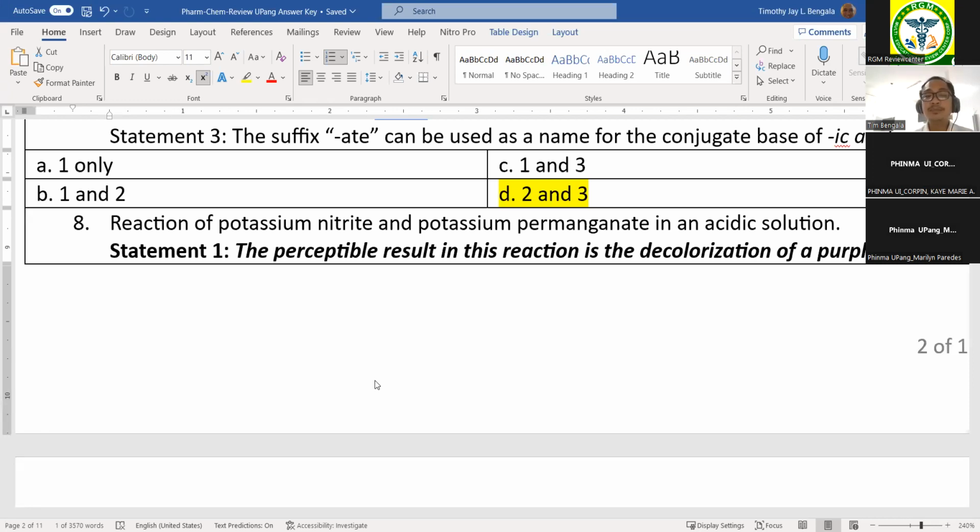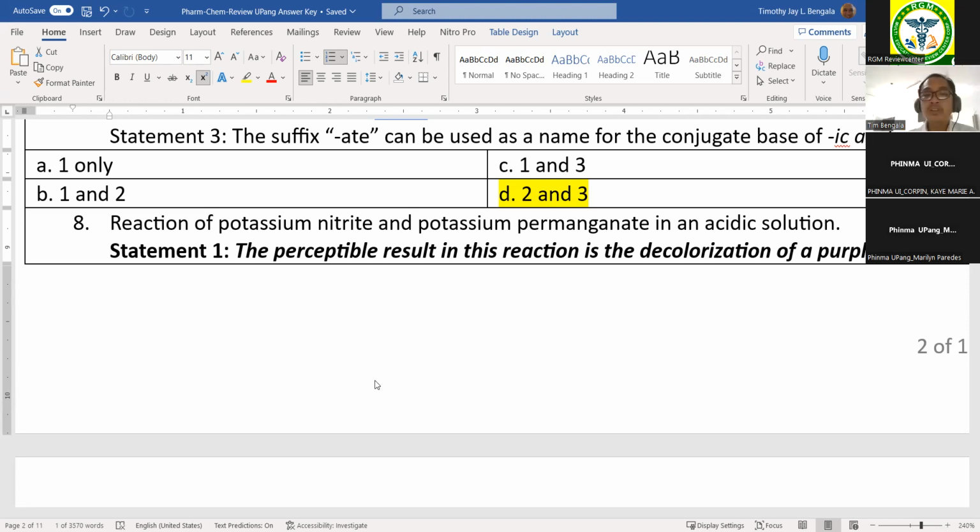So let's review potassium nitrite, no? Na-discuss natin nitrite and yung salts niya, walang kulay. Potassium, group 1A, definitely walang kulay. So, may kulay lang would be yung permanganate. So, yung kulay ng permanganate would be purple or pink, no? Depending on the concentration and depending on the reference.